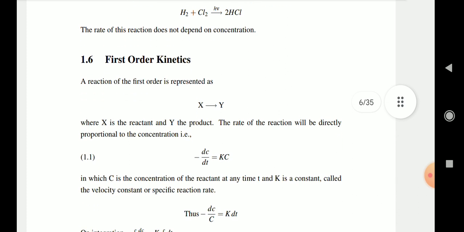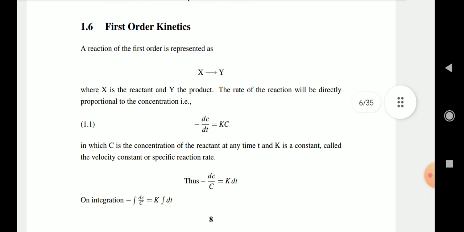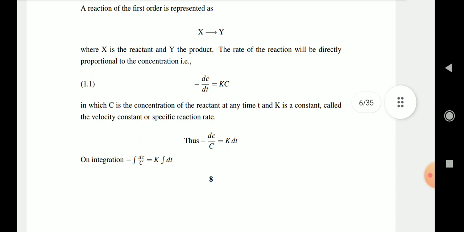Now, first order kinetics. A reaction of first order is represented as X to Y, where X is the reactant and Y the product. The rate of reaction will be directly proportional to concentration, that is dc/dt is equal to kc, in which c is the concentration of reactant at any time t and k is a constant called the velocity constant or specific reaction rate, that is dc/c is equal to k dt.